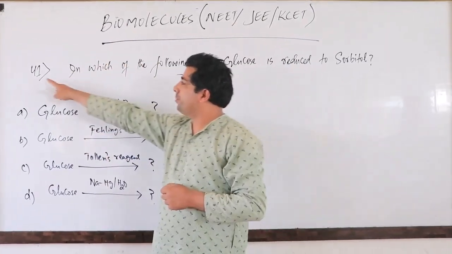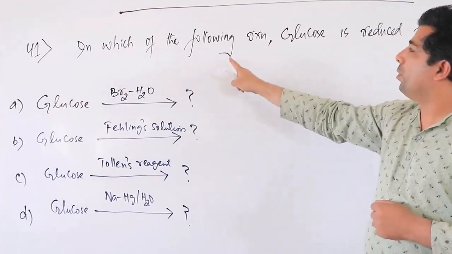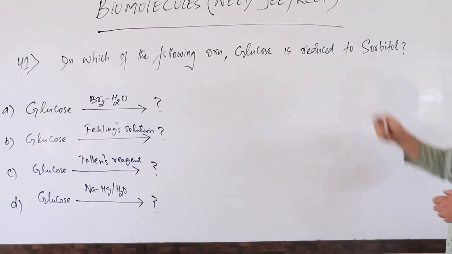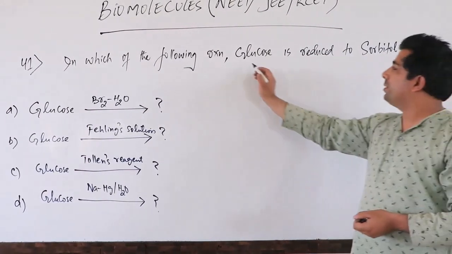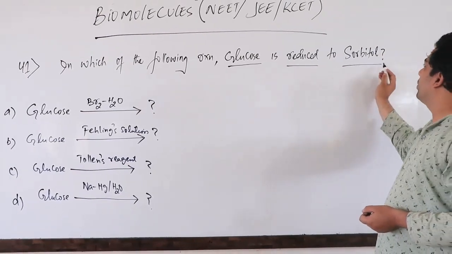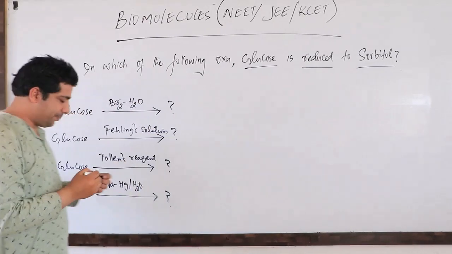Our question 41 is here. In which of the following reactions is glucose reduced to sorbitol? So my dear friends, the glucose is reduced to sorbitol. Let's see the reactions here, my dear friends.